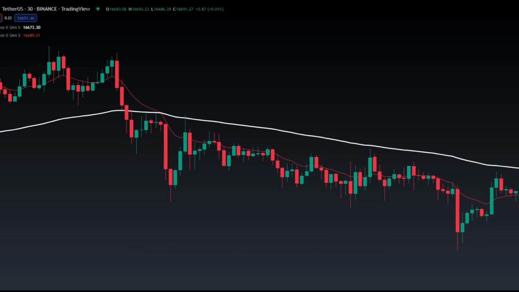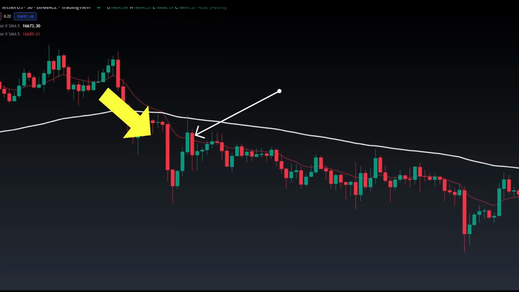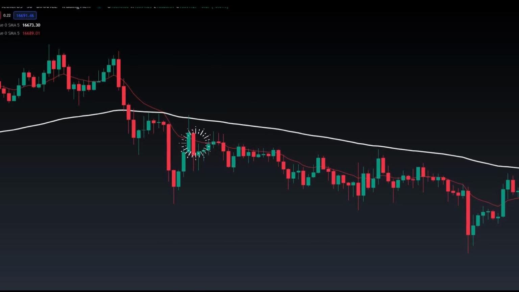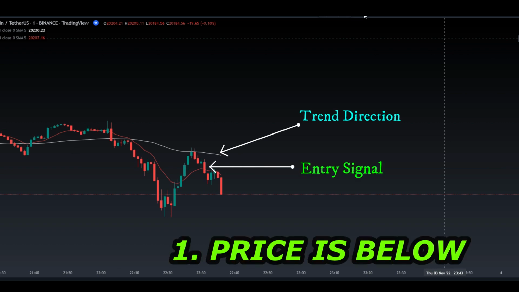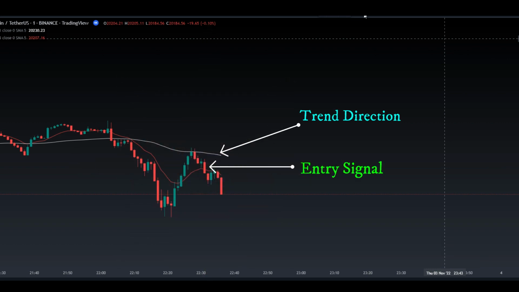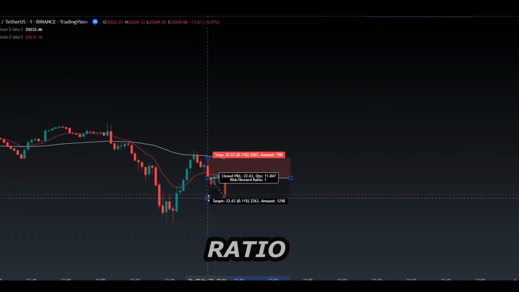When the price is below the 91 EMA, we will look for short entries, and we are only going to enter a trade when the price candle crosses the red EMA line and closes. Here is the first entry. Notice how price is below the trend EMA and the price has also crossed the red signal EMA. So we are going to enter a short position with a 1 to 2 ratio.